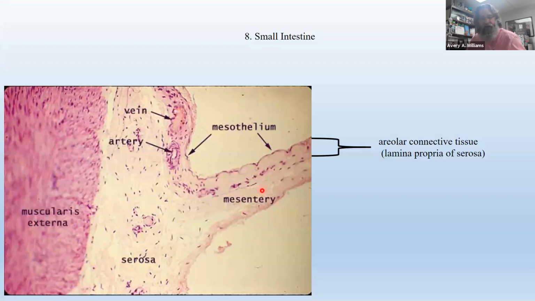This is a piece of mesentery on its way to connect to the body wall, okay? And you can see there's stuff in there, like blood vessels and nerves and so forth, and other tissue. And the underlying connective tissue, you're going to have simple squamous on the outside, here and here, but the stuff on the inside is going to be areolar, and that's forming the lamina propria associated with the mesothelium. So areolar connective tissue forming the lamina propria of the serosa. So there you go. That's pretty cool.